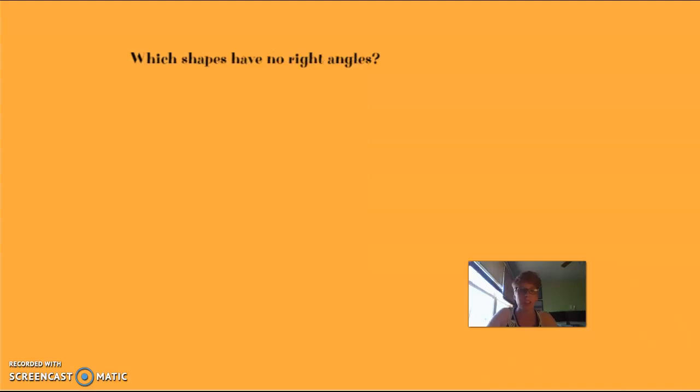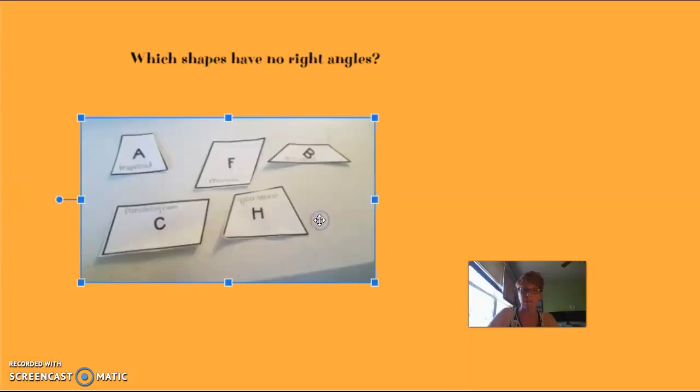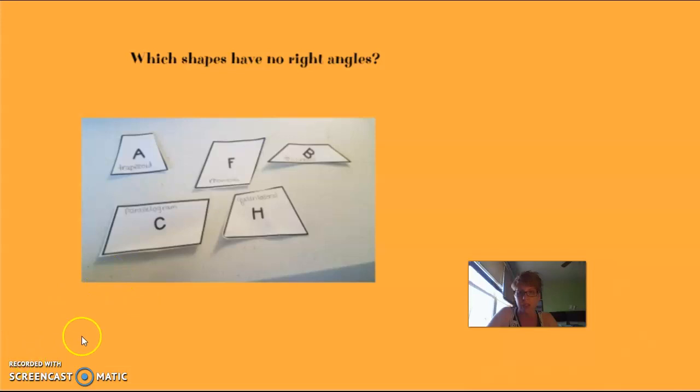Next question, which shapes have no right angles? Which shapes do not show the letter L at their corners? Pause the video and find them. Very good. You should have found trapezoids, a rhombus, a parallelogram, and a quadrilateral. Those shapes do not have any right angles.